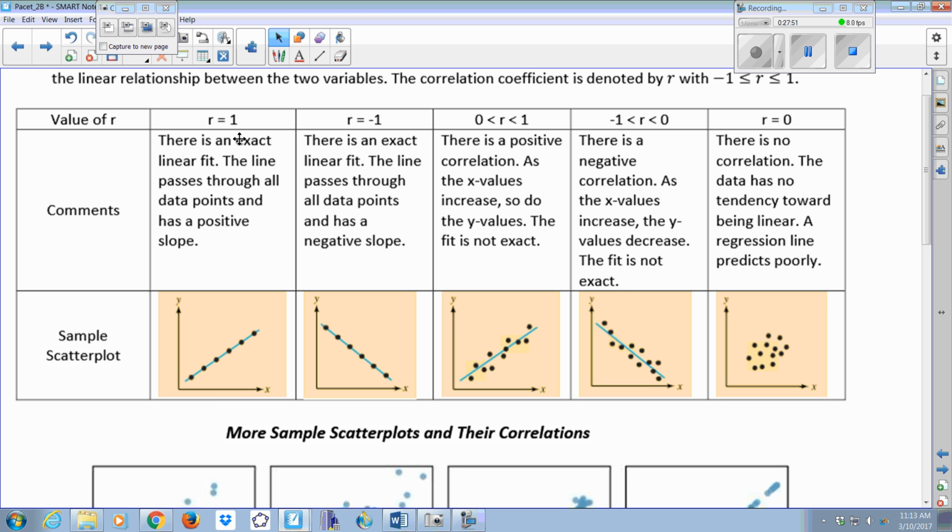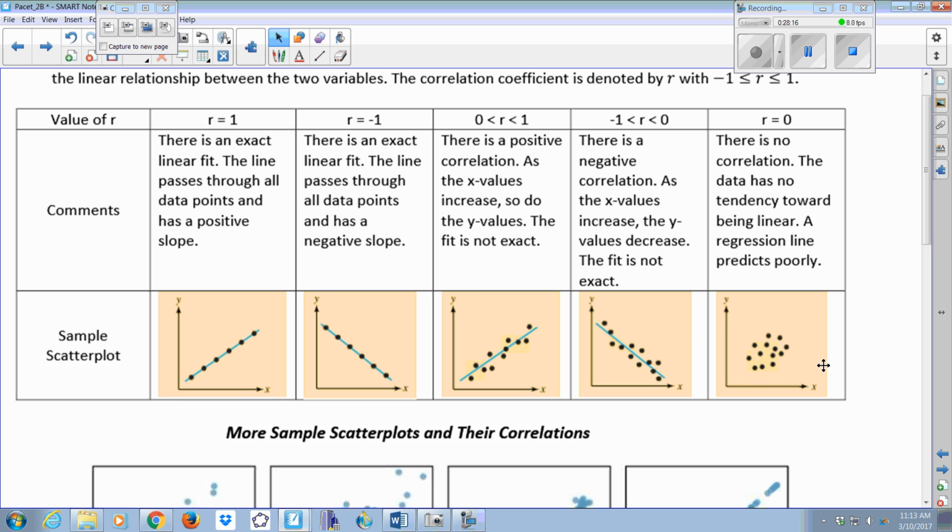That's the strongest you can get, and that's in a positive trend. Similarly, you could have a negative 1, where all your points fall in an exact straight line, and as x increases, your y is decreasing. That's a negative 1 slope. So anything close to negative 1 and positive 1 is a strong linear association.